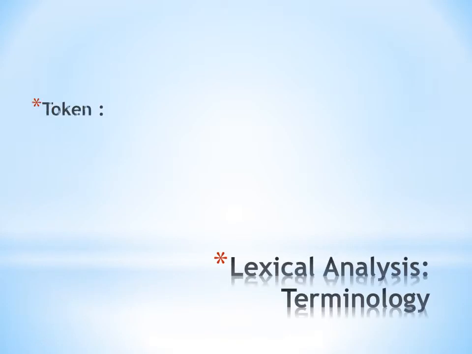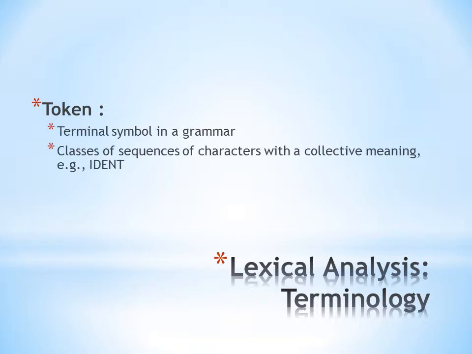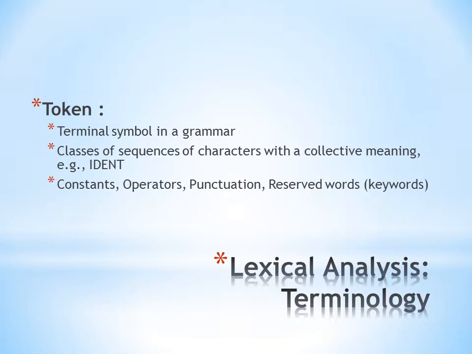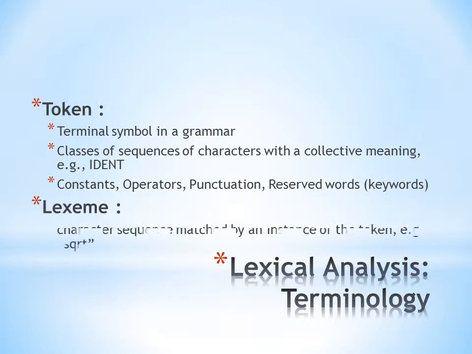A token is a string of characters categorized according to the rules as a symbol. It may be classes of sequences of characters with a collective meaning. It may be constants, operators, punctuation, or reserved words. A lexeme is a character sequence matched by an instance of the token. For example, sqrt.